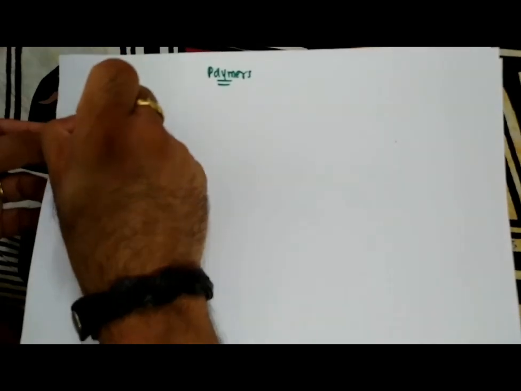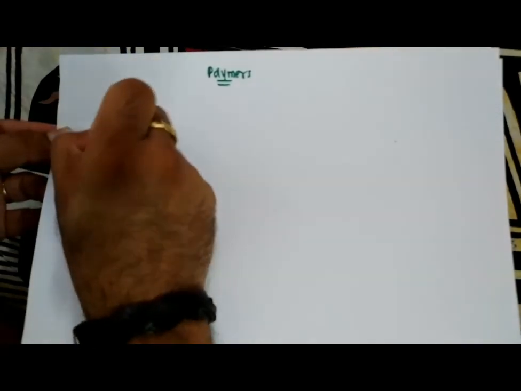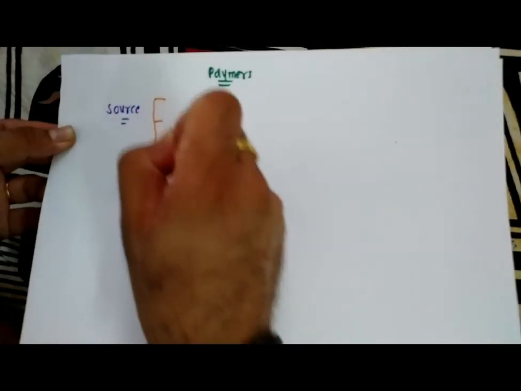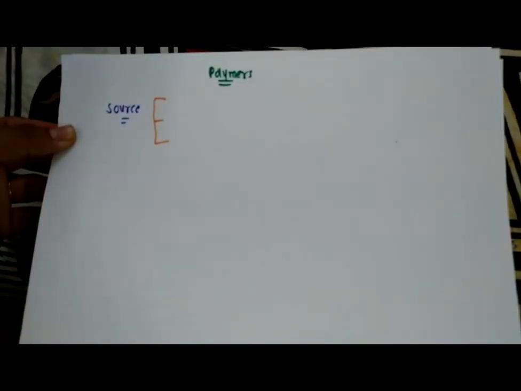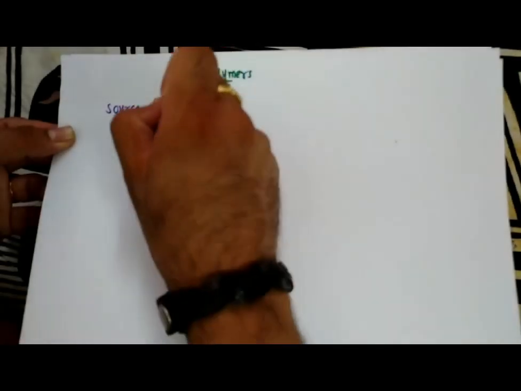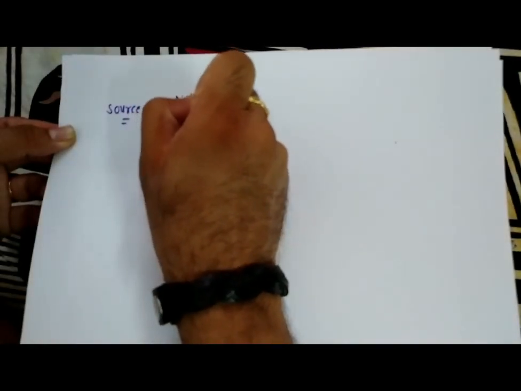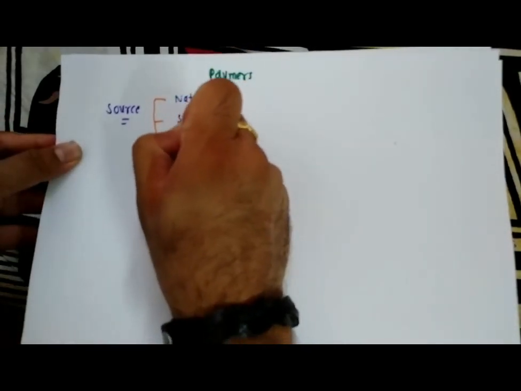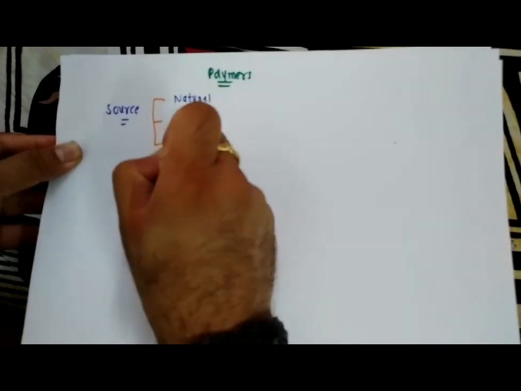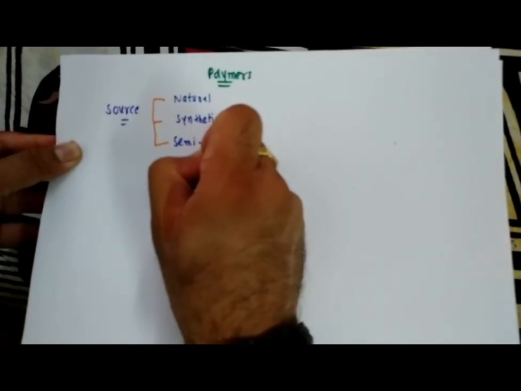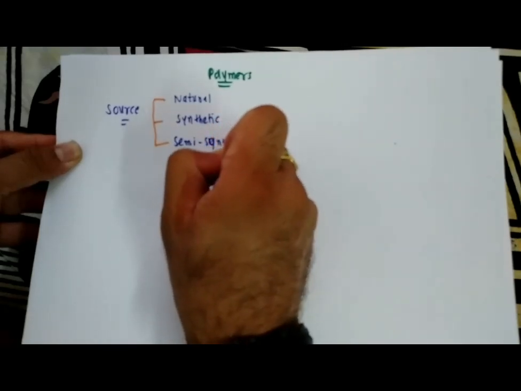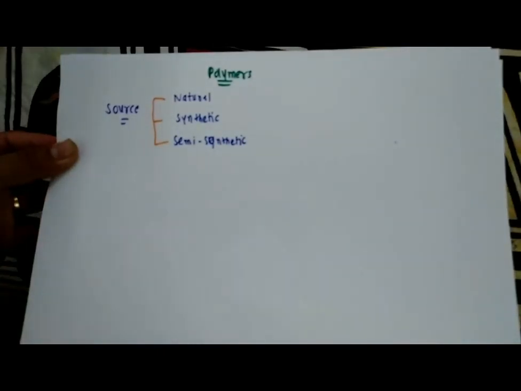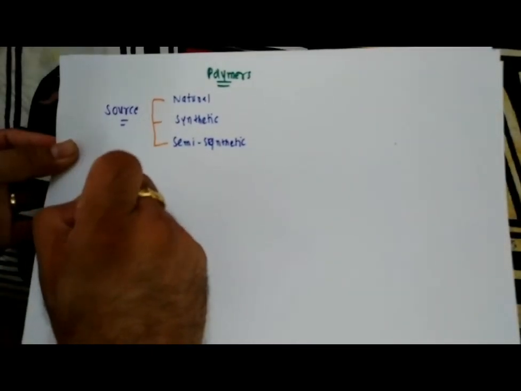So based on source, polymers are classified in three categories. First is natural polymer, second is synthetic polymer, and third is semi-synthetic polymer. Okay. Now, next classification is based on structure.